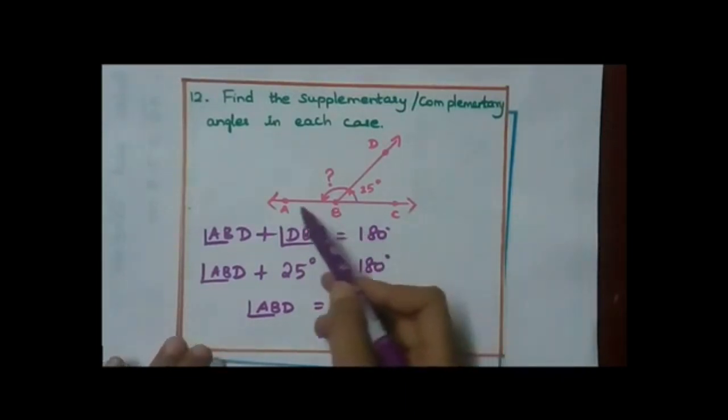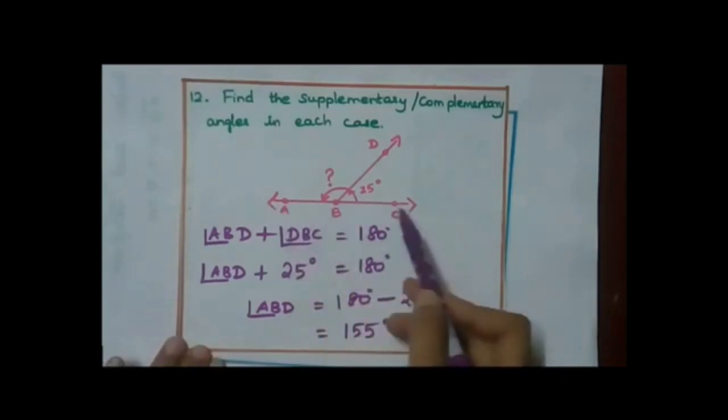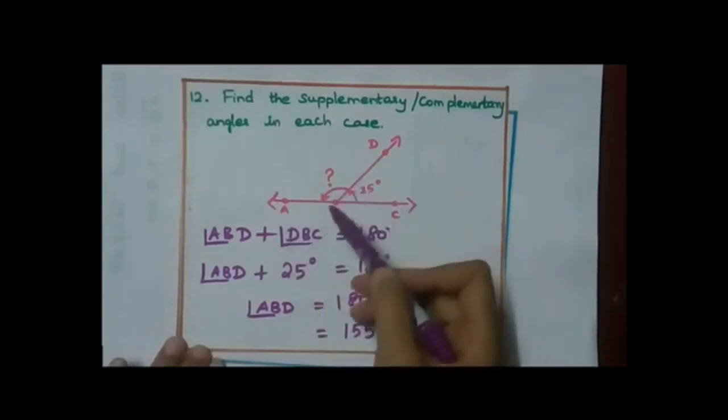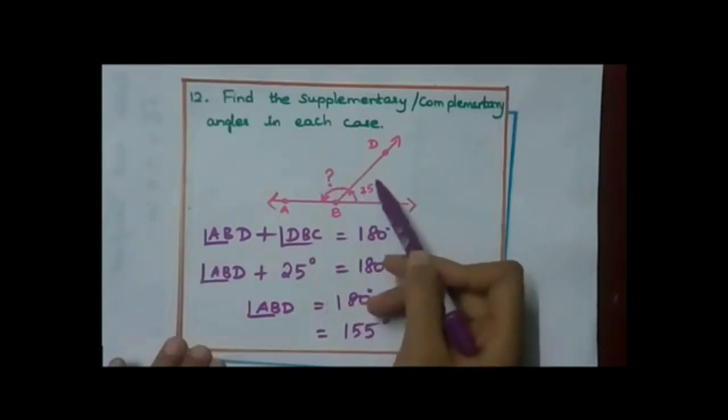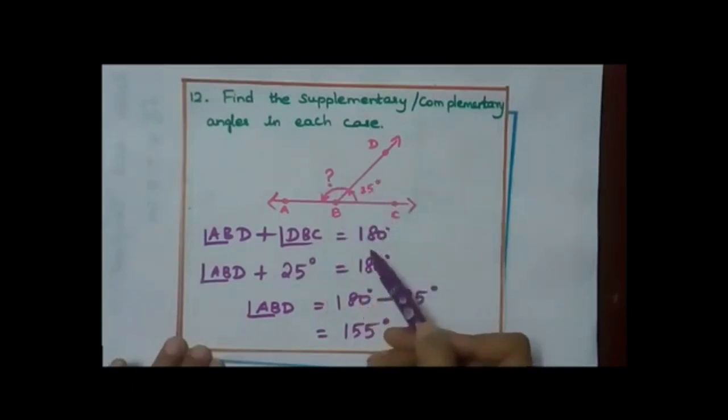Is it clear? Here the angle of a straight line is 180. One angle is given. So to find the other angle, you have to subtract the given angle from 180 degree and get the answer.